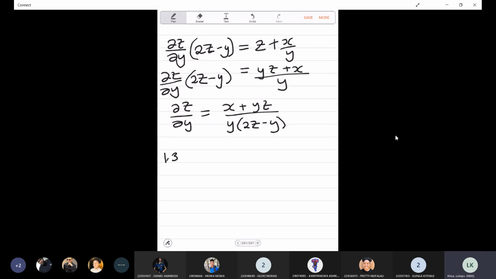Okay, then 1.3. u is equal to e to the power of xy sine of y. Then we have to find uxy as well as uyx.